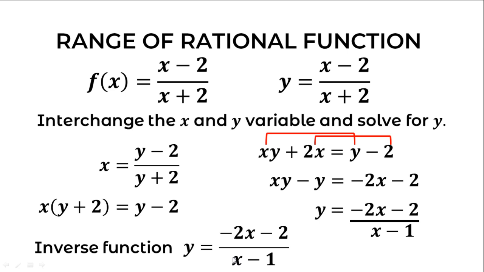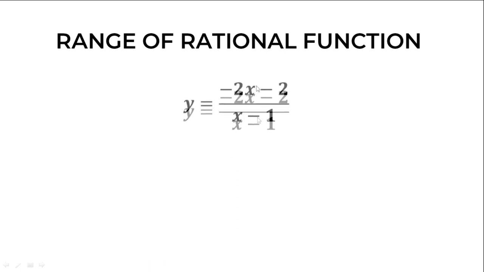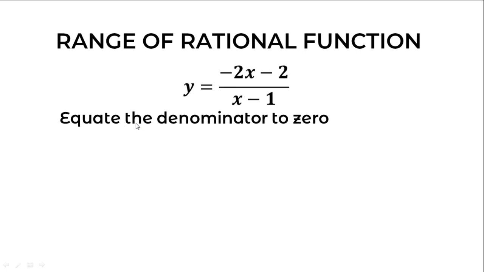So dito, katulad ng pagkuha ng domain, mag-focus lang tayo sa denominator kapag nakuha na natin yung inverse function ng rational function. Okay, katulad kanina sa domain, we are going to equate the denominator to 0. Ang denominator natin ay x minus 1. So magiging siyang x minus 1 is equal to 0. And we are going to solve for x. So anong nangyari, yung negative 1, ililipat lang natin sa kabila. So magiging siyang positive. And the value of our x is equal to 1.